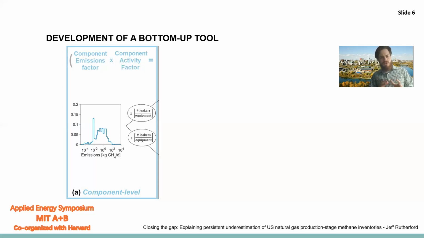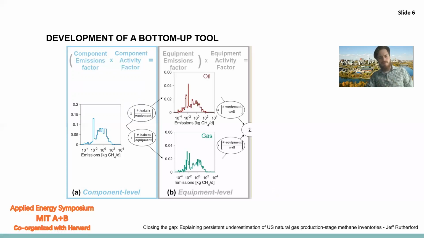So in the first step, which is shown in this first panel, we start with our database of component level measurements. And this database is represented by the figure, which is log on the x-axis, probability distribution of emissions per unit component. So with this database, we iteratively resample measurements and we successively resample according to activity factors or counts of devices. Summing across components, we develop equipment level emissions factor distributions, which are represented by the probability distributions broken down by oil field equipment and gas field equipment.